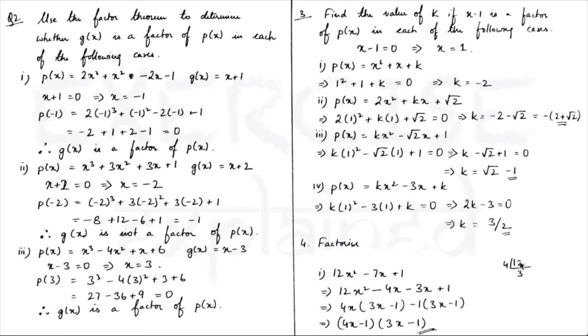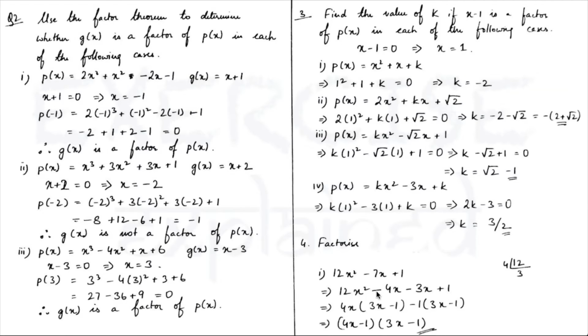So you can see I have written 12 as 4 into 3. So here 12x square remains as it is. So minus 7x can be written as minus 4x minus 3x. Now if you add minus 4 and minus 3, you get minus 7. So that's why I have split it. And if you multiply minus 4 and minus 3, you get minus into minus is plus, and 4 into 3 is 12. So you get plus 12. That is our a into c. And plus 1 remains as plus 1 itself.